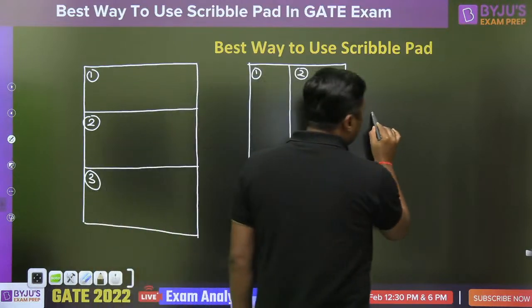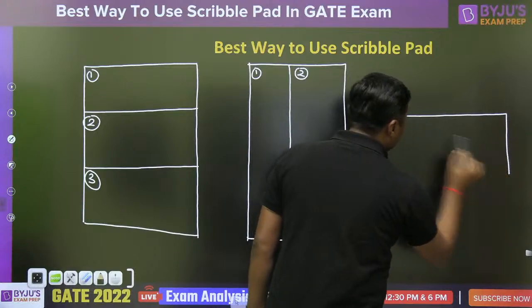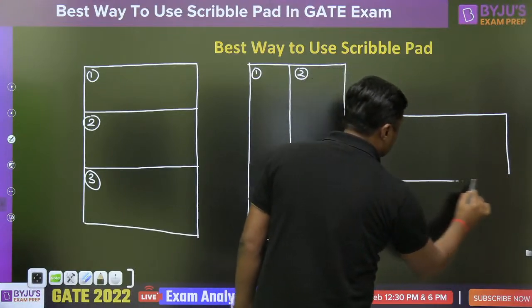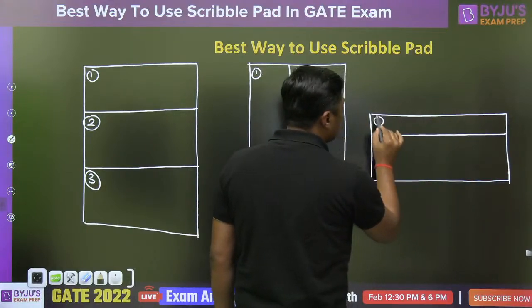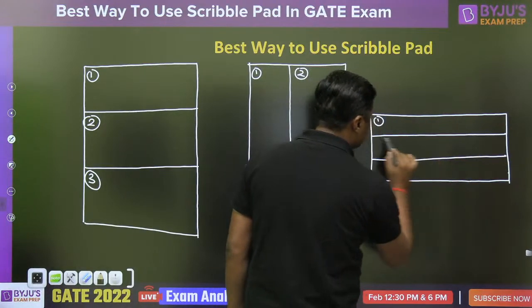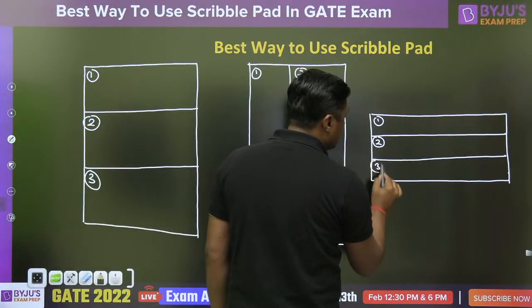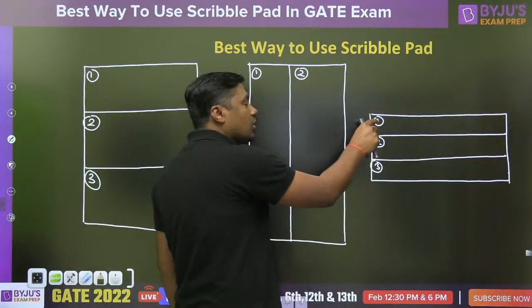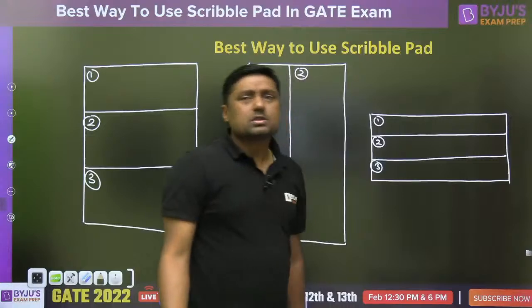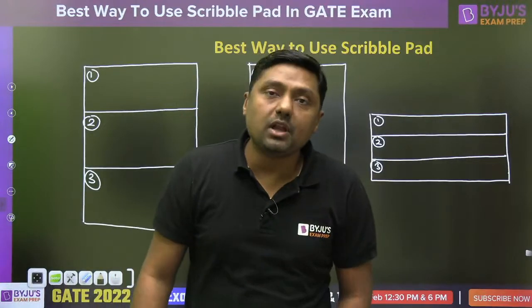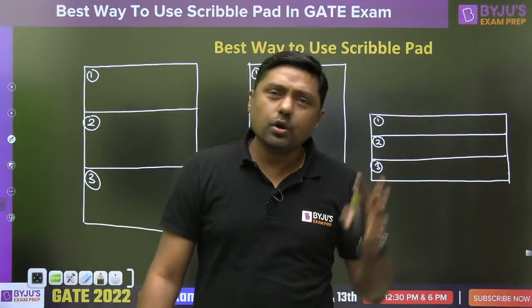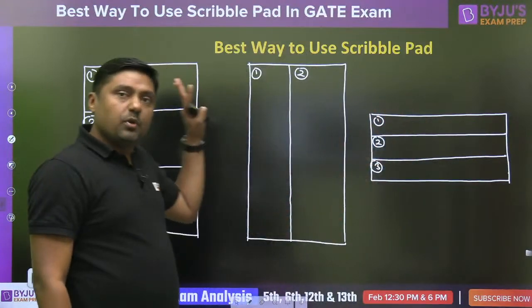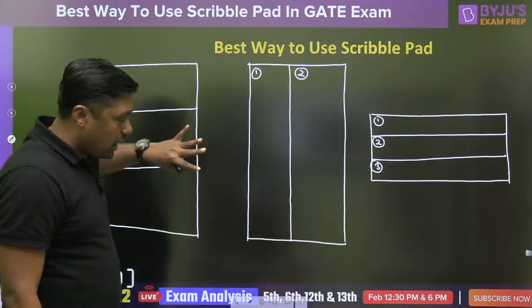Or on landscape, that is question number 1, question number 2, and question number 3. After solving question number 1, you can make a boundary, because for some questions the calculation may be lengthy, and for some questions the calculation may be very short. No need to make the boundary before the exam.